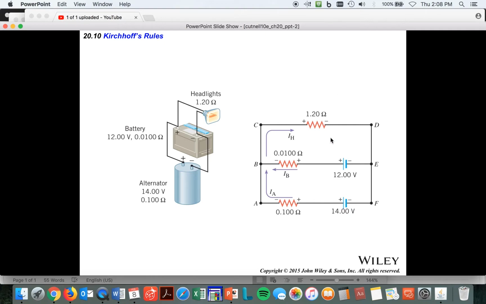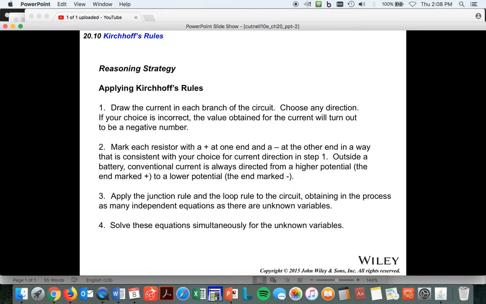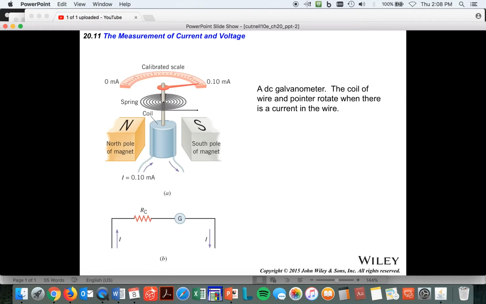This one's much trickier, and we'll do that one, but we do the same thing. We pick a loop. We're going to solve 3 equations, 3 unknowns for this, because I've got 3 currents that I need to know. And I'll show you how to do that. It's going to be a video all itself. Draw the current. We'll do all this.